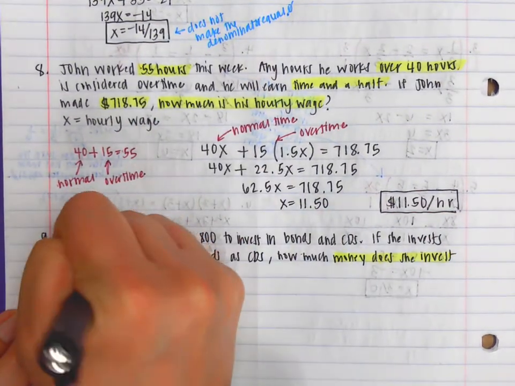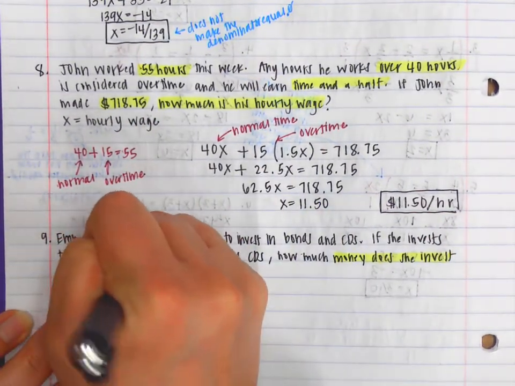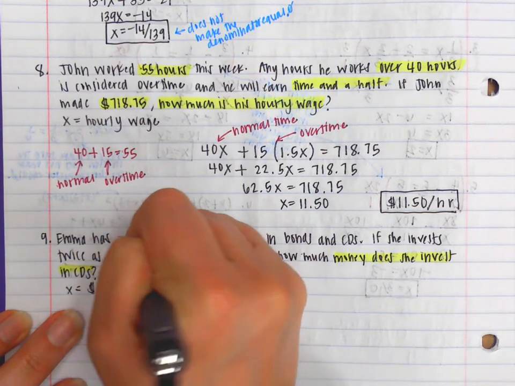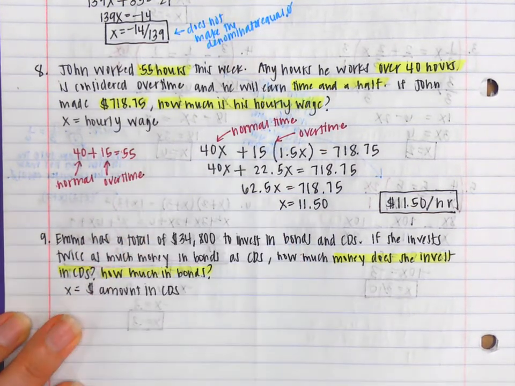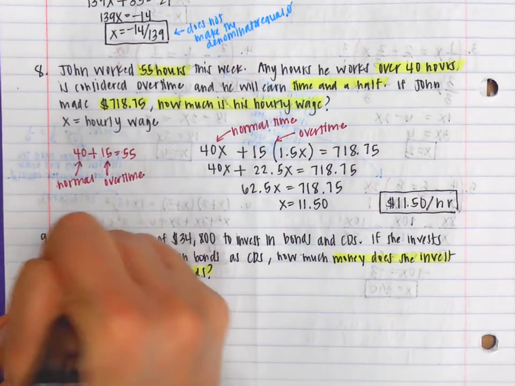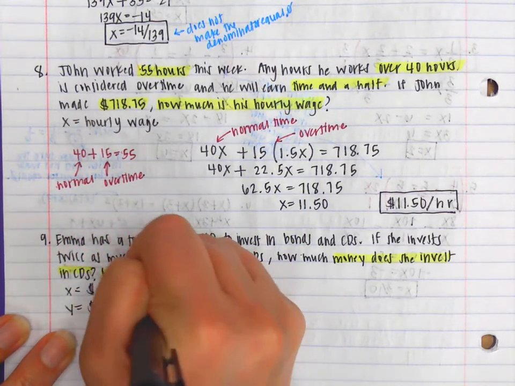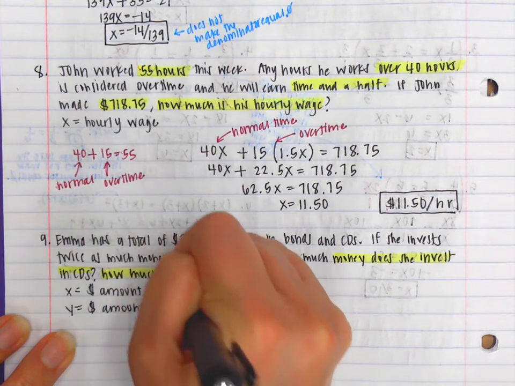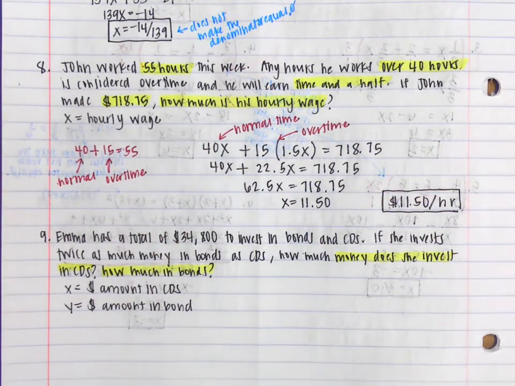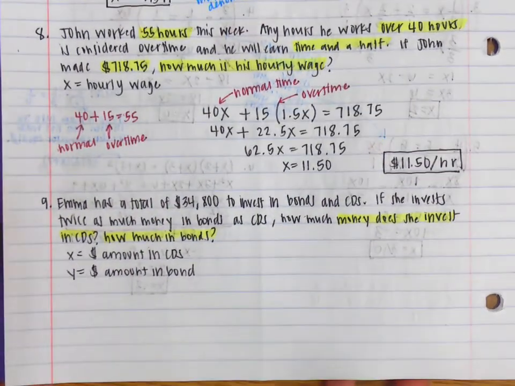X is equal to the dollar amount in CDs. And then Y is the dollar amount in bonds. If you put C and B, whatever you want to use, it doesn't matter. The variable is not important as long as you know what each variable represents. So we have identified our variables, then we look at what's important.